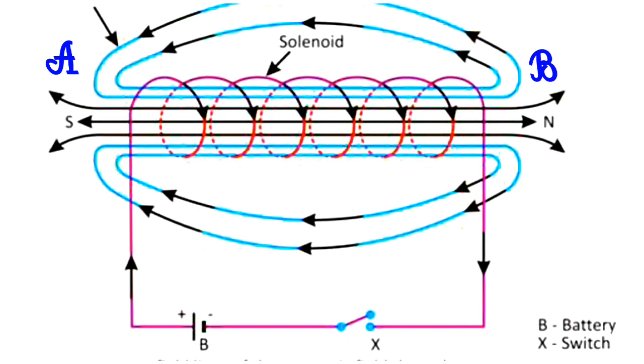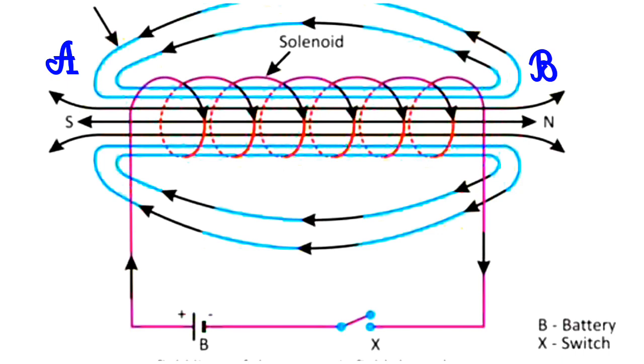So from this point A, when we look, the current is moving in the clockwise direction. So we can tell if the current is moving in the clockwise direction, that end will be South Pole. If the direction of current is clockwise, that end will be South Pole.